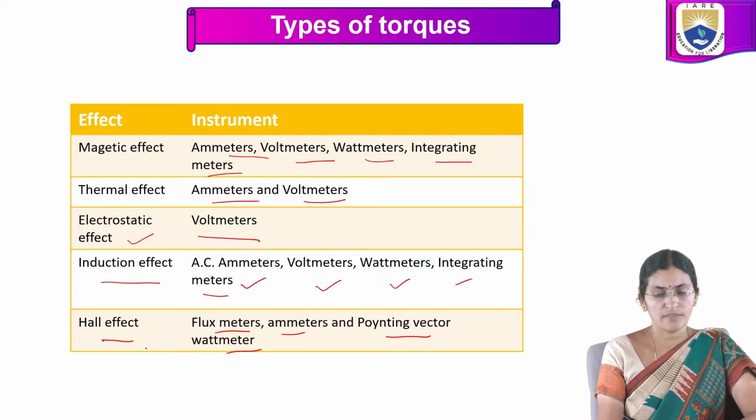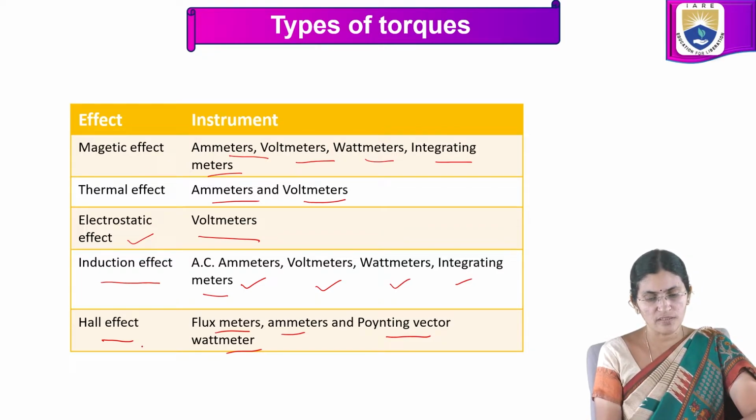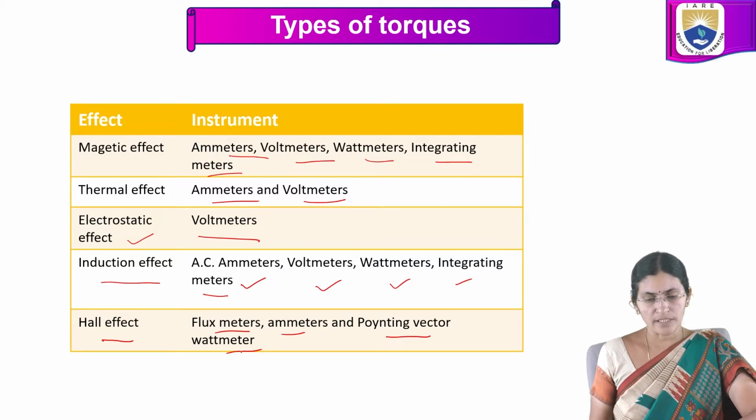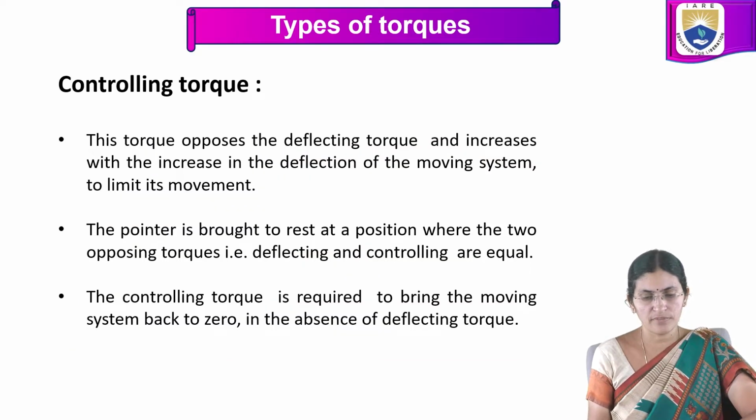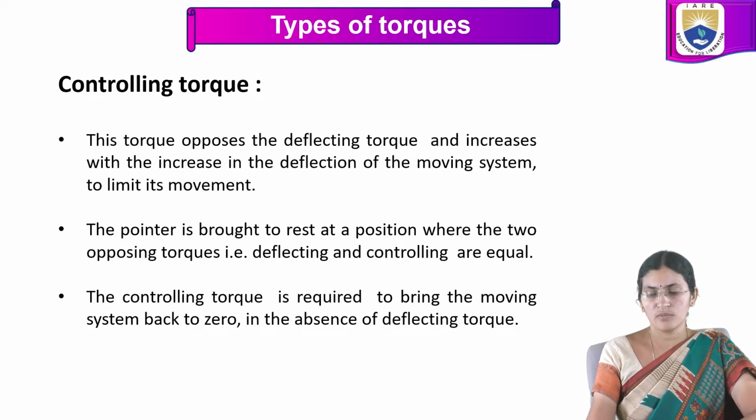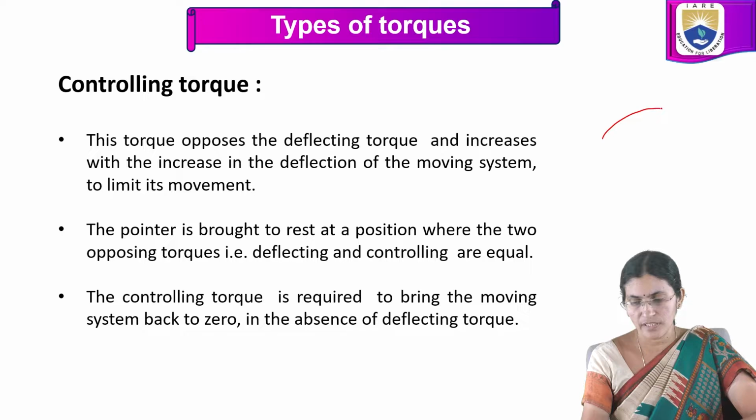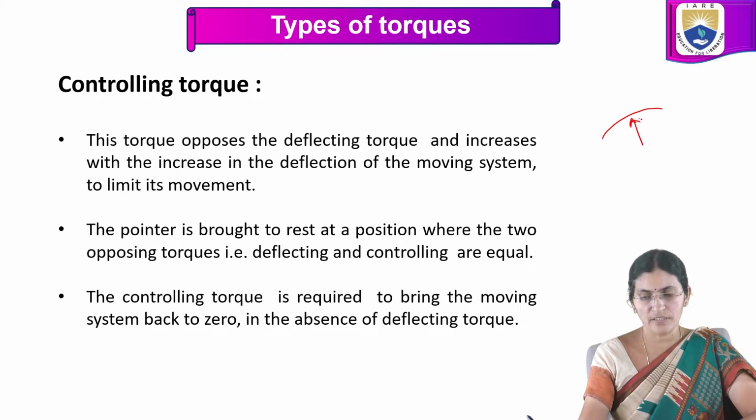So these are the different effects which we have seen, and based on these different effects, we have these particular instruments. Now let us see the other type of torque, that is called controlling torque. We have seen that in indicating instruments, the value of the quantity to be measured is given by the position of the pointer. So this is the scale and this is the pointer.